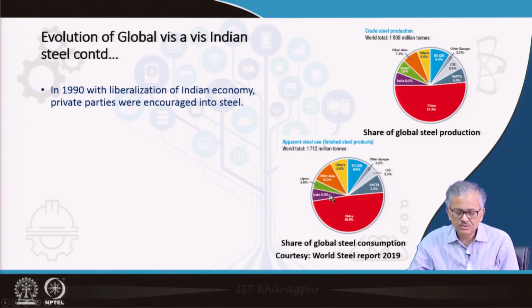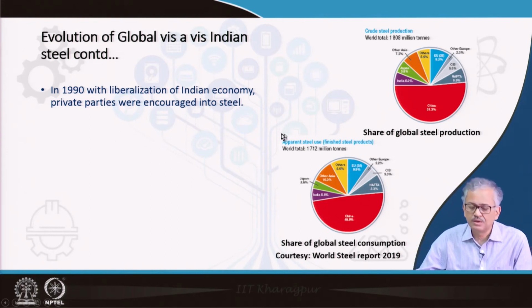And then India is also not bad, 5.6%, and USA and India are very close. The total steel consumption in India today is maybe very close to 100 million tons per annum. And Japan is around 3.8%, and then other Asian countries are like that. The major one you can find is China.